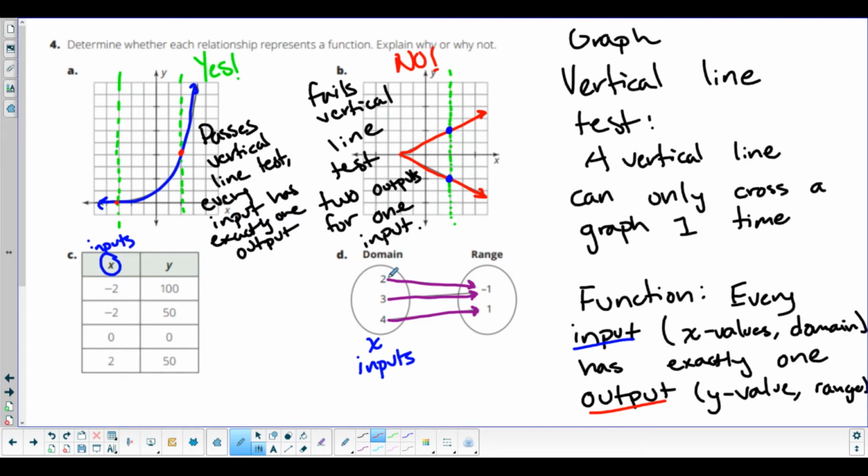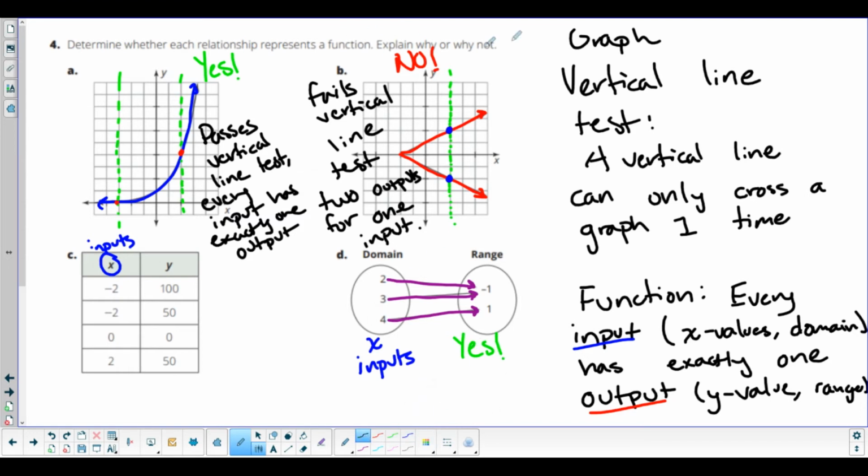And so even though this 2, which has an arrow connected to -1, this 2 maps to -1, so does this 3, it maps to -1, but that actually doesn't break the rule because every input, like this input 2, has exactly one output, which is -1. This input 3 has exactly one output, -1. And this input 4 has exactly one output, which is +1, right? And so even though the output is the same for these two inputs, it doesn't break the rule. Every input has one output. Okay, so this one is a function.